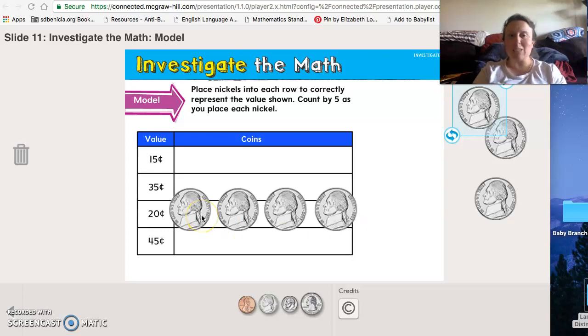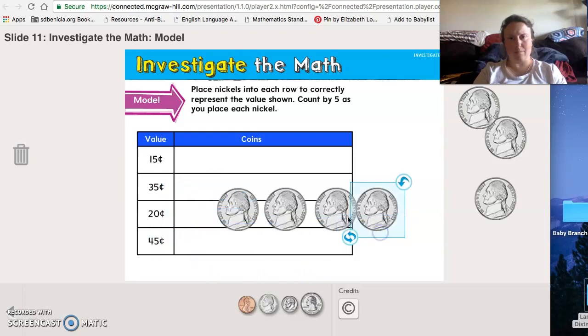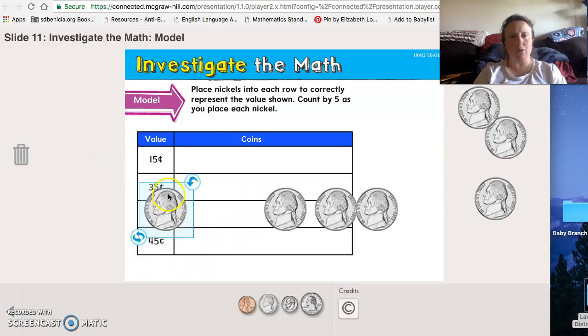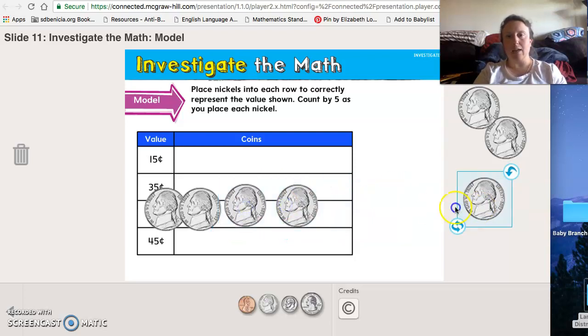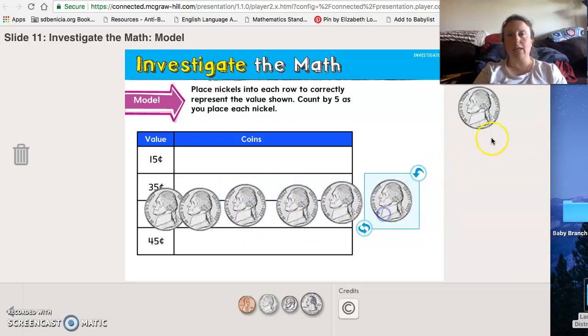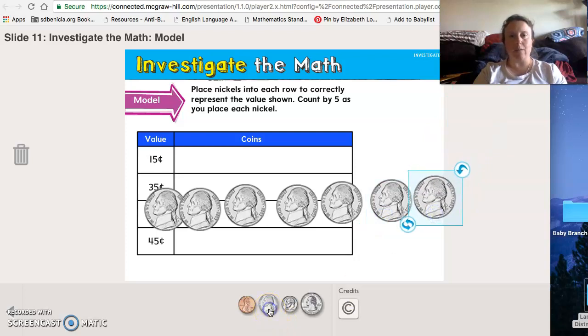So for this last one, you should have showed me 45 cents worth of nickels. So I'm going to show you the same right now. We have 5, if this will let me. It won't let me go any lower. All right, 5, 10, 15, 20, 25, 30, 35. We need more. 40 and 45.